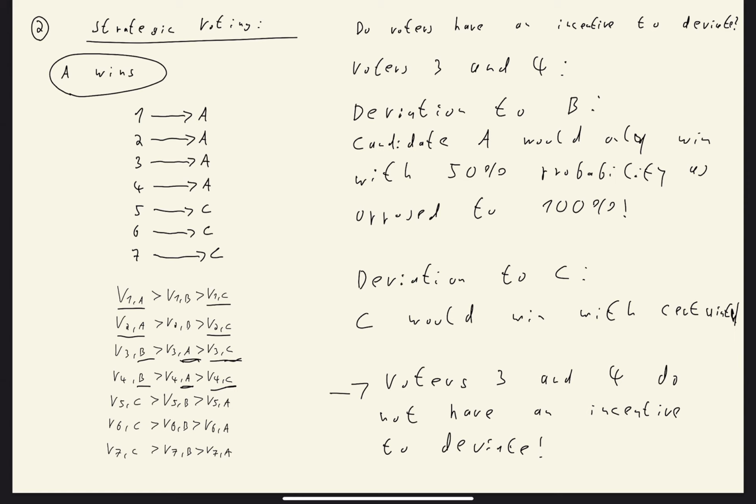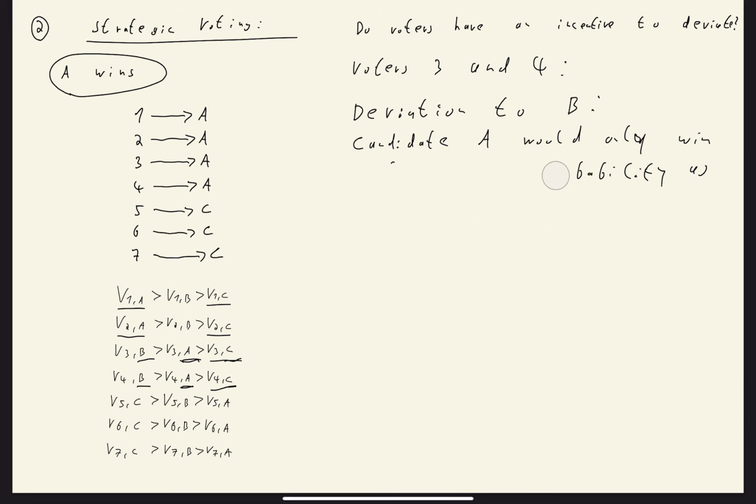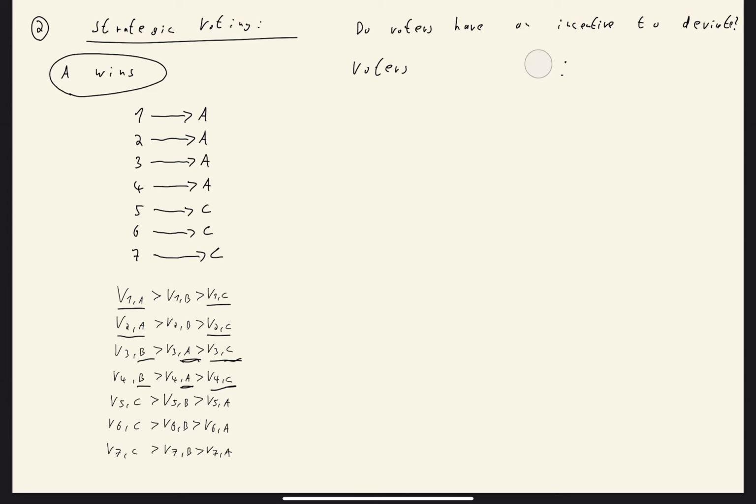The remaining voters, 5, 6, and 7, have the same preferences. And there is also one interesting thing with respect to them, which will simplify the argument here drastically. So let me just erase this. So voters 5, 6, and 7.